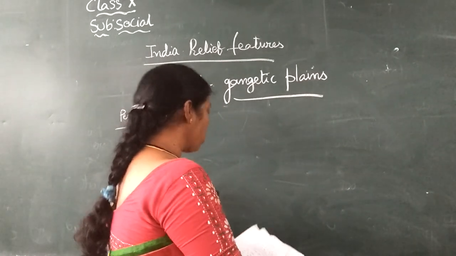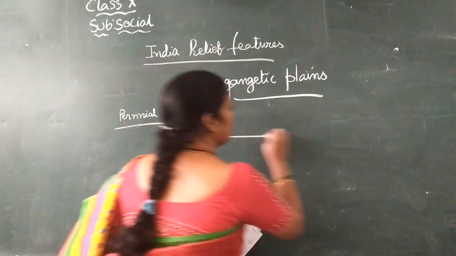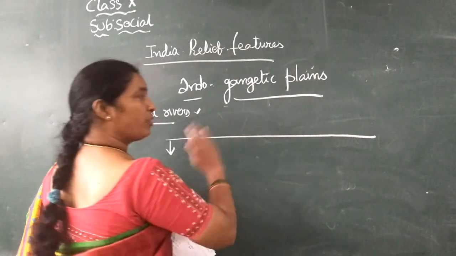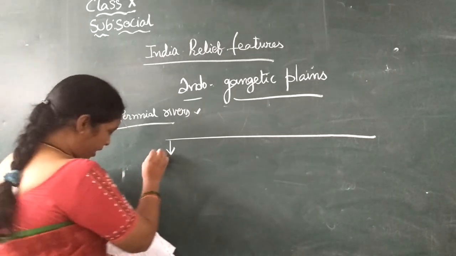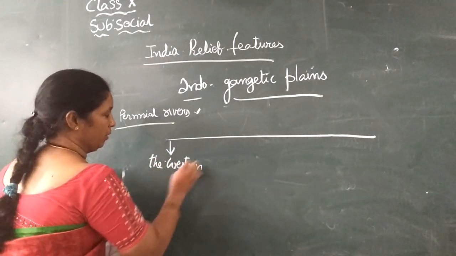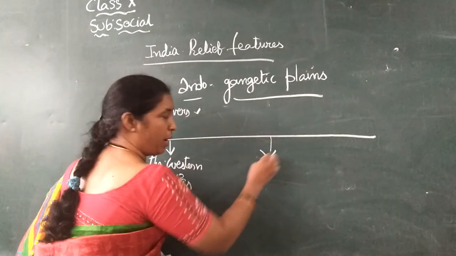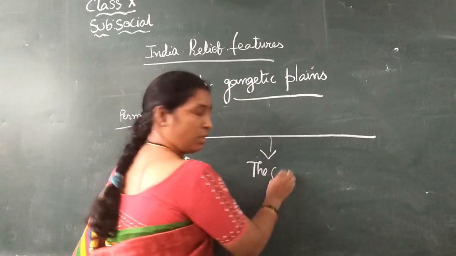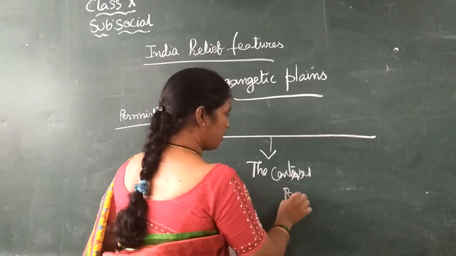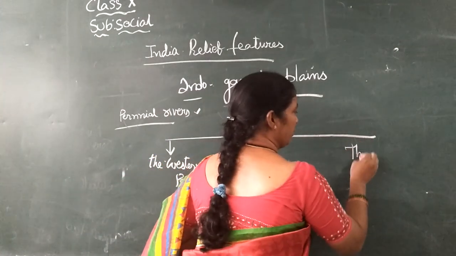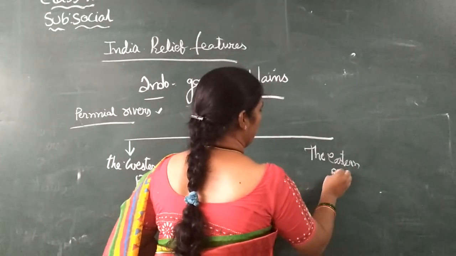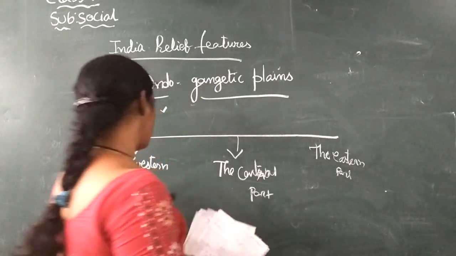These Indo-Gangetic Plains are divided into three parts. The Indo-Gangetic Plains are of three divisions. One is the western part. Next is the central part. And the third one is the eastern part. So what are these eastern, central, western parts?